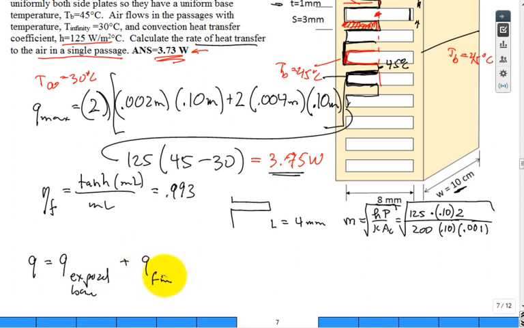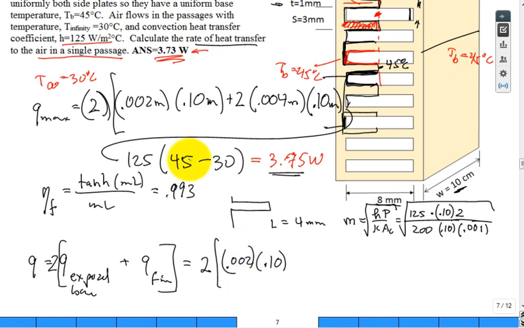All right? And if you think about it, are you going to do half of a fin and then this is the other half of the fin? Yeah, that's true. And then you have this whole base right there exposed. But let's go for it. We'll multiply by 2 for the sides. For the exposed base, wasn't that just 0.002 times 0.10? I mean, we're just repeating up here.